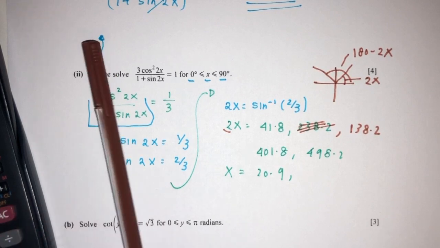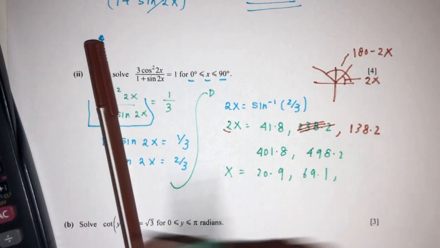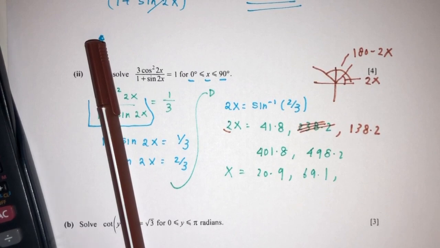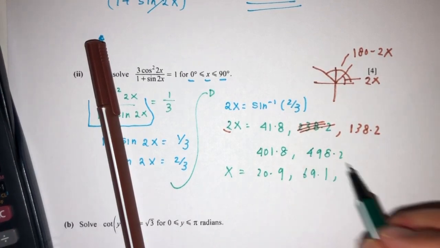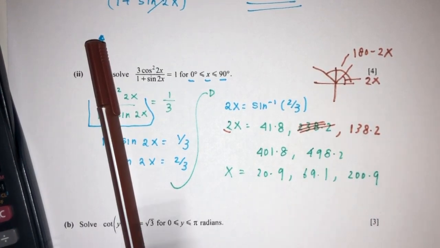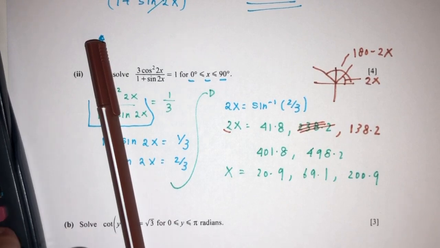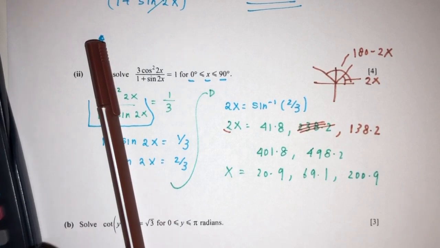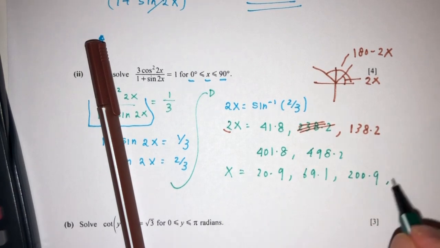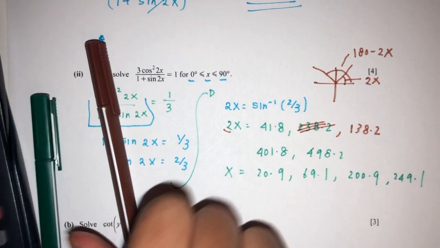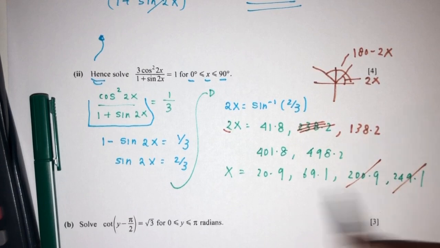138.2 divided by 2, that should be 69.1. Then we have 401.8, that should be 200.9. 498.2 divided by 2, that should be 249.1. As you can see, these values are way outside of the range of the domain.